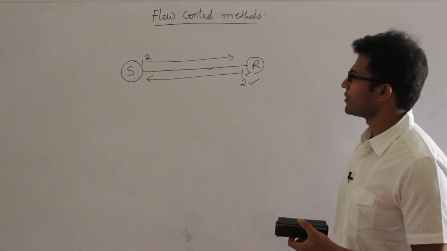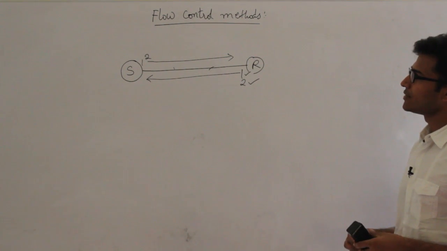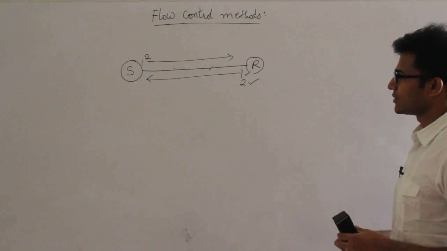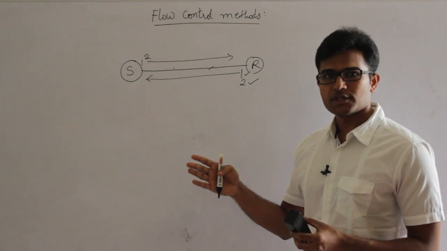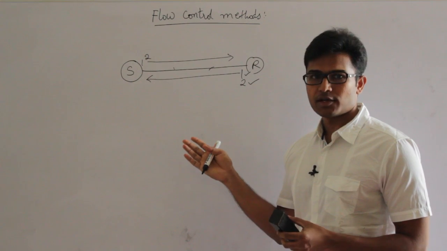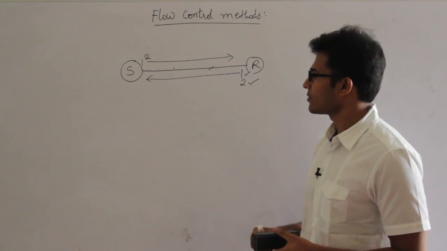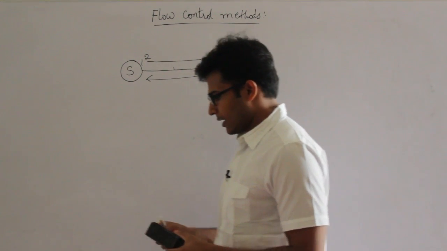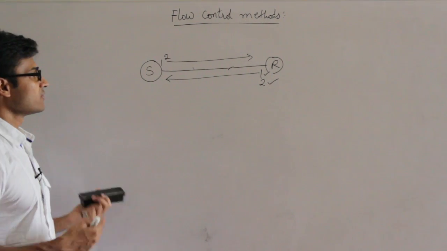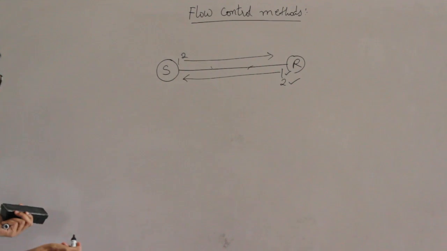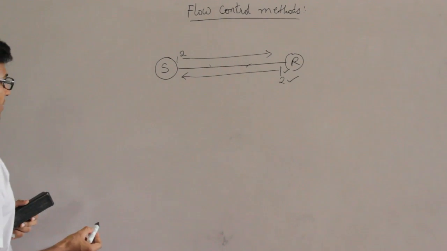This is called stop and wait. So stop and wait is the simplest flow control mechanism in which the sender will send one packet and then stop and wait for the receiver to acknowledge, then only it will send the second packet. So what are the advantages and disadvantages of stop and wait? It is very simple to implement. And as for the disadvantages, I will show you using a timeline diagram.